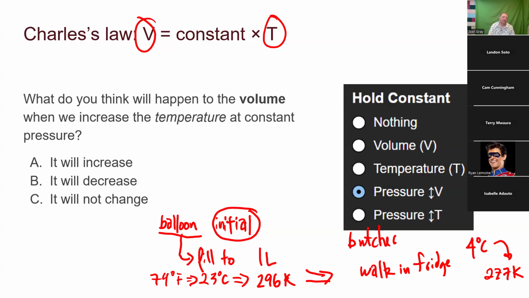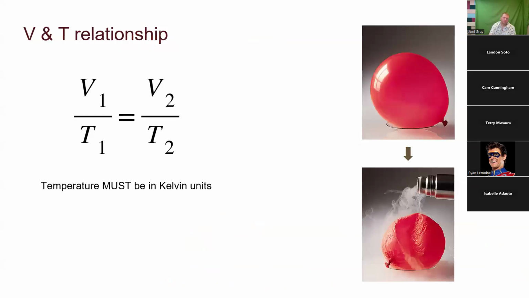But whenever I take it into this cold room, because Charles's law explains that volume and temperature are directly related, if temperature does something, volume is going to do the same thing. And so what that means is the volume is going to go down. Now, a fair question then is, how much is it going to go down? To answer that question, you plug this in.